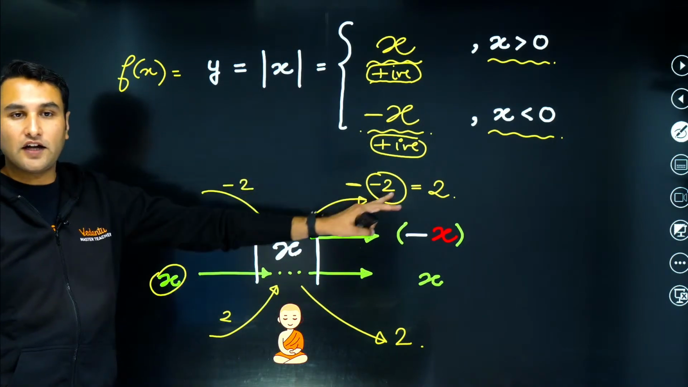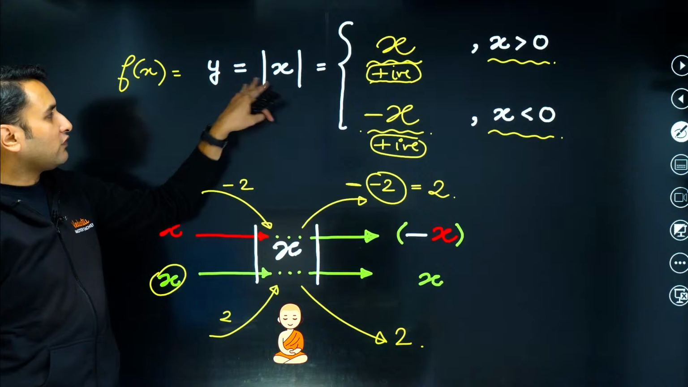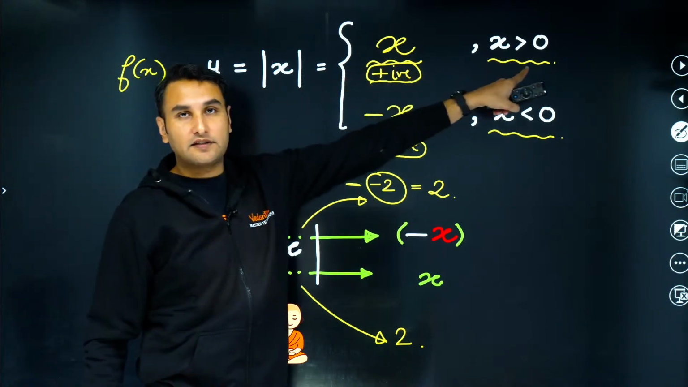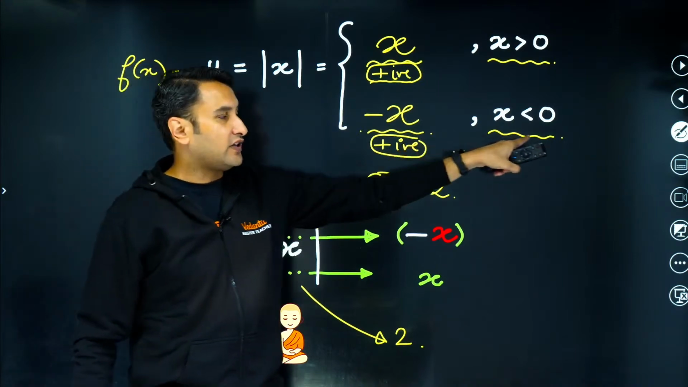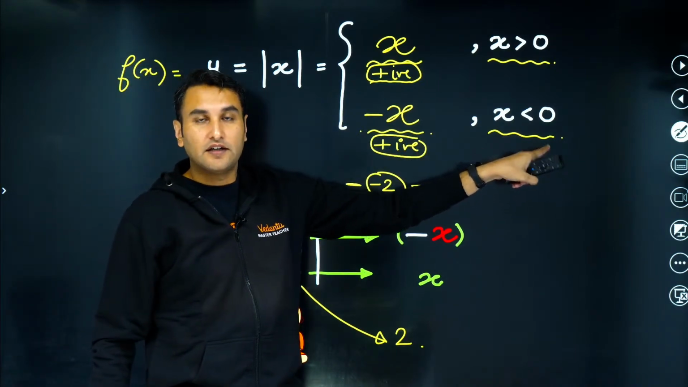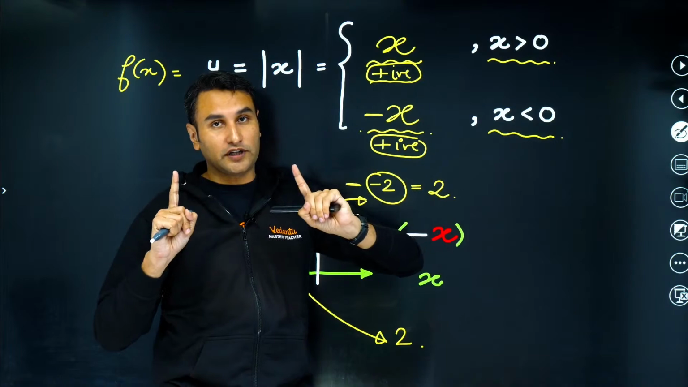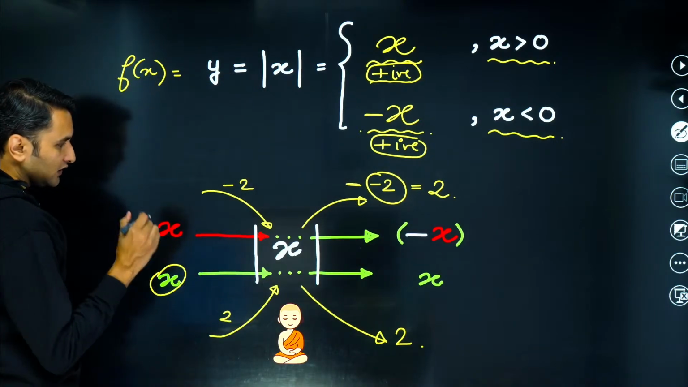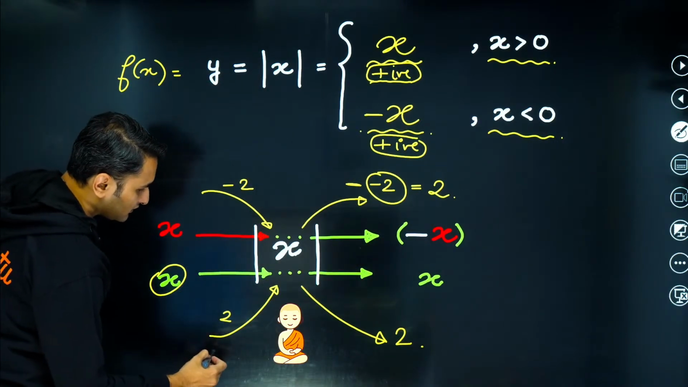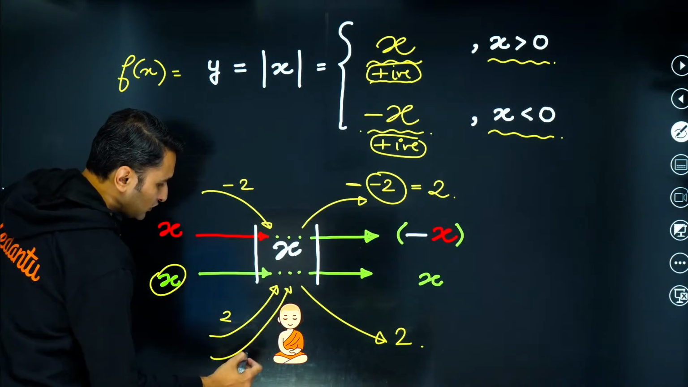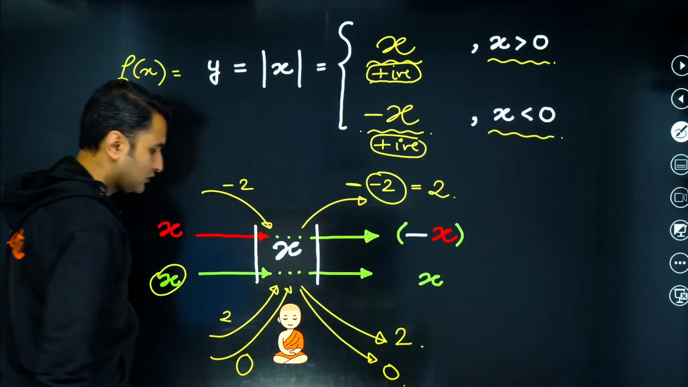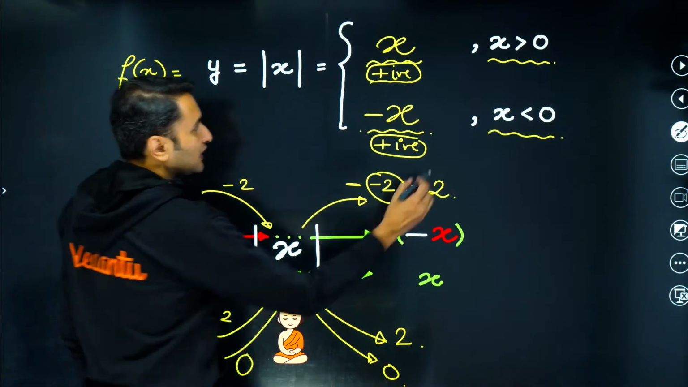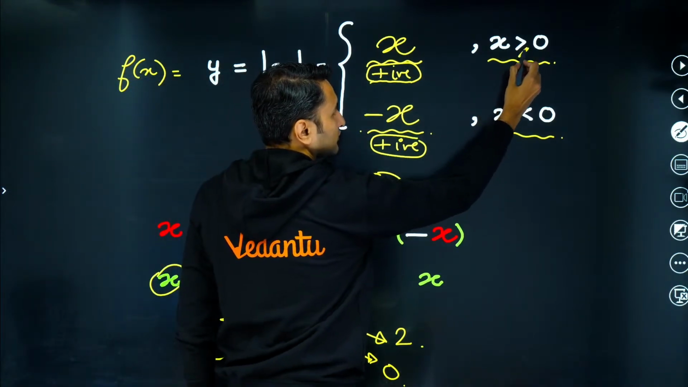Alright, now write down, this is the definition. So y equal to mod x is x when x is positive. y equal to mod x is minus x when x is negative. Right? Another important thing, what if I input 0 in this? If I input 0 in this, then 0 is also the output. No change. So, can I include 0?